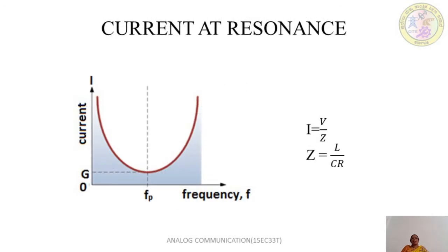Next, the current at resonance. You know the resonance curve, that is the graph of resonance. At resonance, the net reactive component of current is 0. Hence the source current I must be equal to the active component of the current. That is, we are writing I is equal to V by Z, where Z is L by CR, the impedance of the parallel circuit.